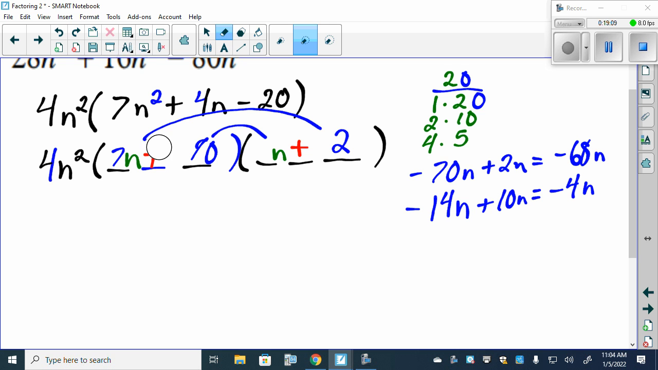Let's see if it'll let me erase. Oh, so close. I was so convinced it wasn't going to.